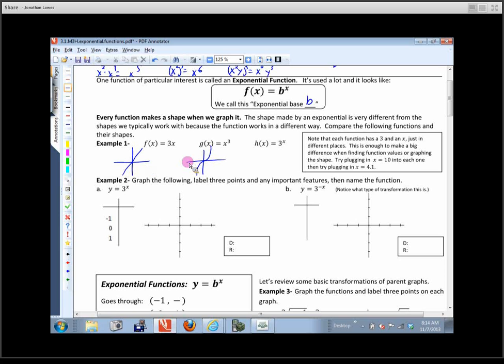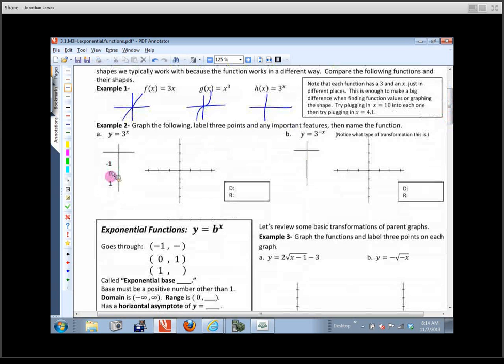This one, even though it's got a 3 and an x in it, because they appear in different orders and in different places, it makes a completely different shape. Okay? So this shape, we're going to investigate right here. Now, when I plug a number in, that serves as the exponent on a base of 3. So let's talk about what happens right here.